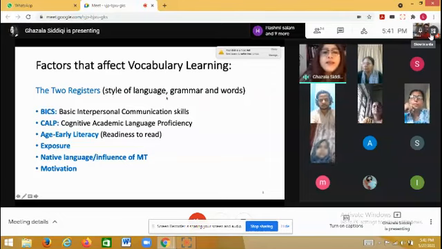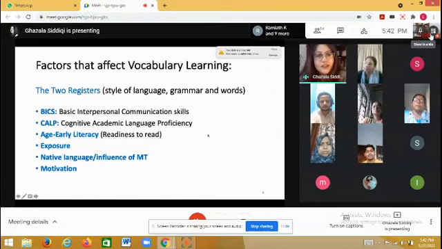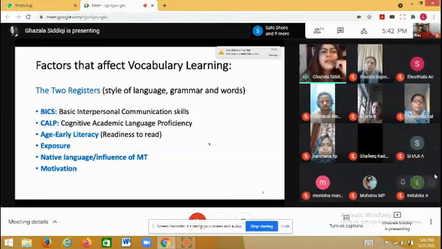Here, the two registers that are really important are BICS and CALP. Any English language teacher must know these two words. BICS stands for Basic Interpersonal Communication Skills, and CALP stands for Cognitive Academic Language Proficiency. Heavy words, I know. But these two words have been mentioned in TESOL too. When we are teaching our students to speak in English, in the classroom, the scenario is very informal. So we are actually teaching them basic interpersonal communication skills.